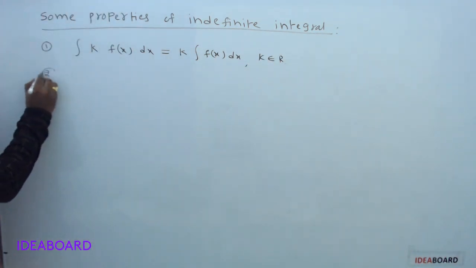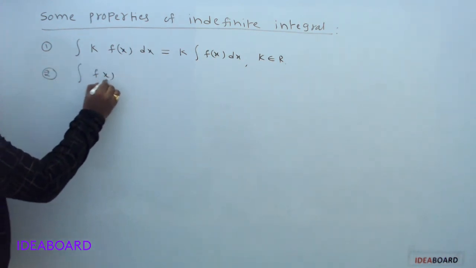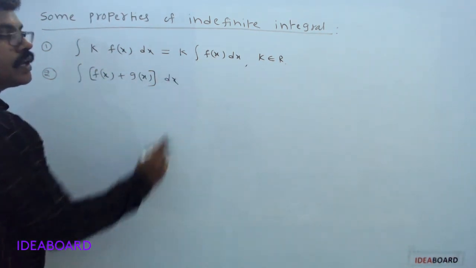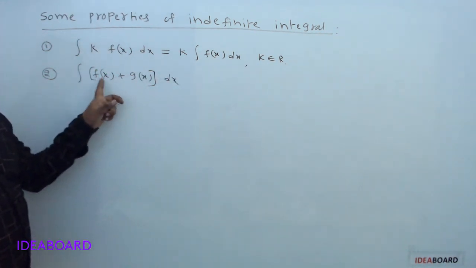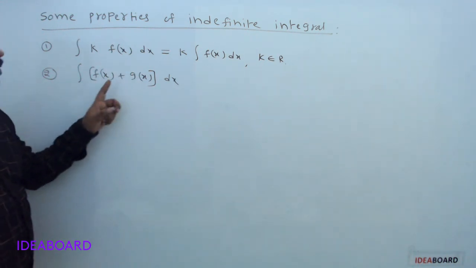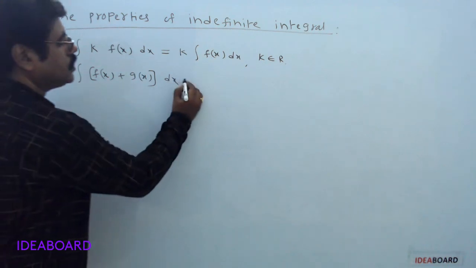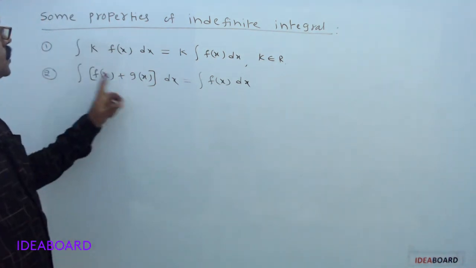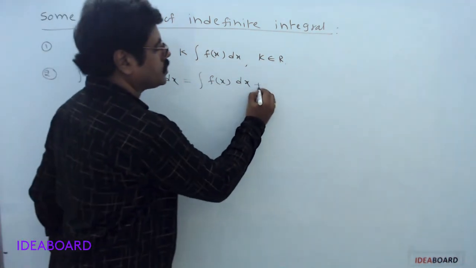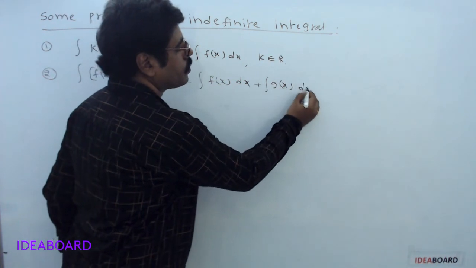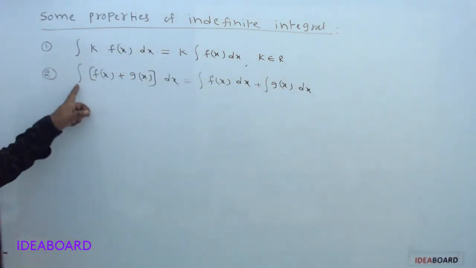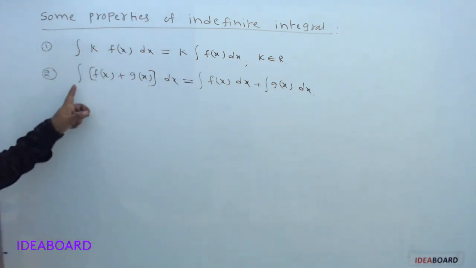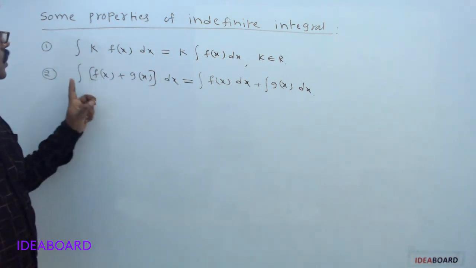Now come to the second property. Integral f of x plus g of x dx. Here integrand contains a sum of two functions. This can be expressed as integral f of x dx plus integral g of x dx. Now what is the second property? Integral f of x plus g of x dx can be written as integral f of x dx plus integral g of x dx.